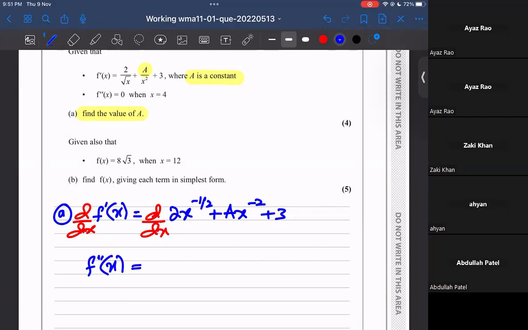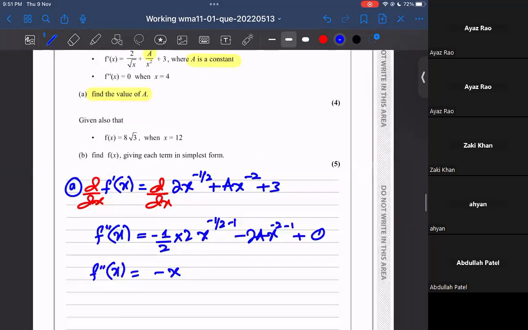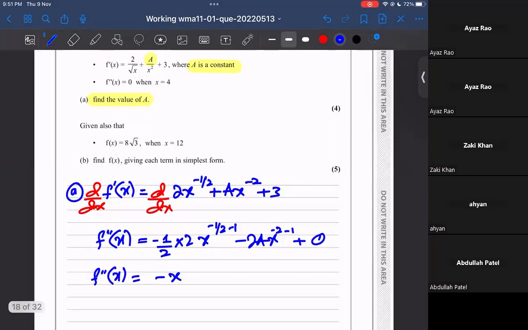Power multiplied by coefficient. 2 multiplied by -1/2 is -1. Subtract 1 in the power. -2 multiplied by a, -2a, subtract 1 in the power. Derivative of a constant is 0. So I got f double dash x as -x power -3/2 -2a x power -3. So I got the second derivative here.